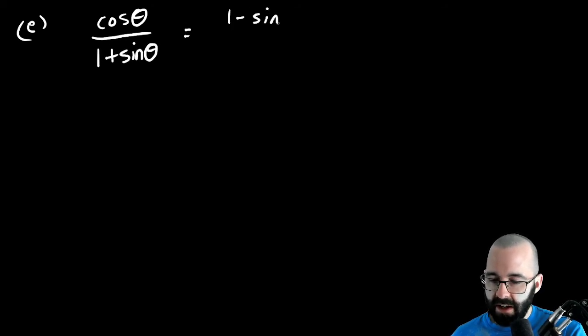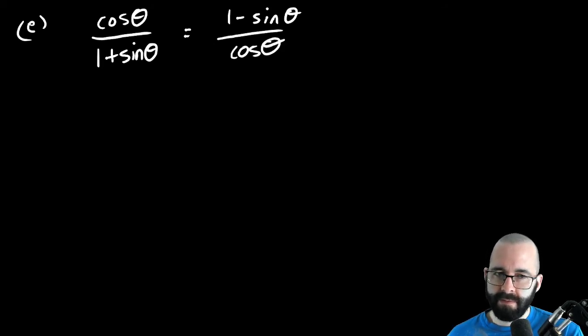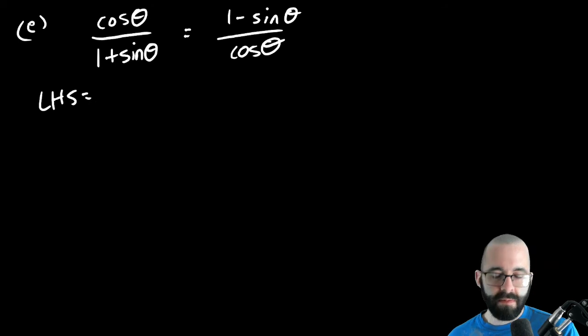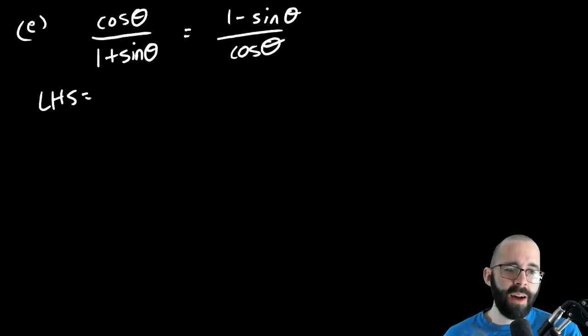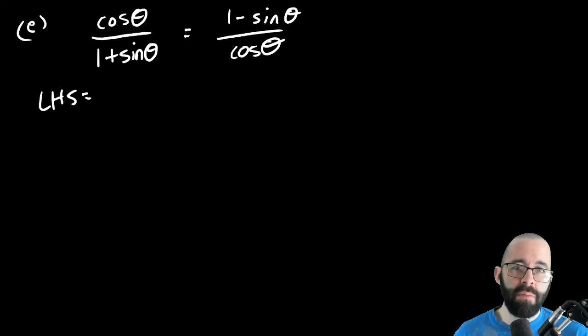Last one. Cosine of theta divided by 1 plus sine of theta equals 1 minus sine of theta over cosine of theta. I don't think either one of these is really messier than the other. If anything, the left-hand side is messier, because there's addition in the denominator, and addition in the denominator is usually bad business.